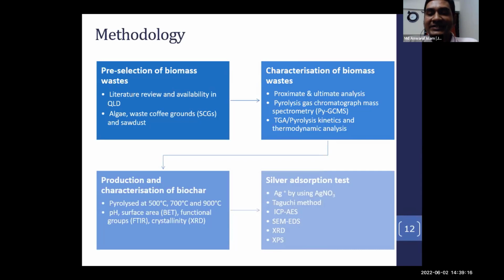And finally, I used ICP-AES to analyze the remaining silver in the influent and the final treated effluent. I also used SEM-EDS to understand the silver adsorption on the biochar surface. I also did XRD analysis to identify the silver species, and XPS analysis to understand the oxidation state of the silver.